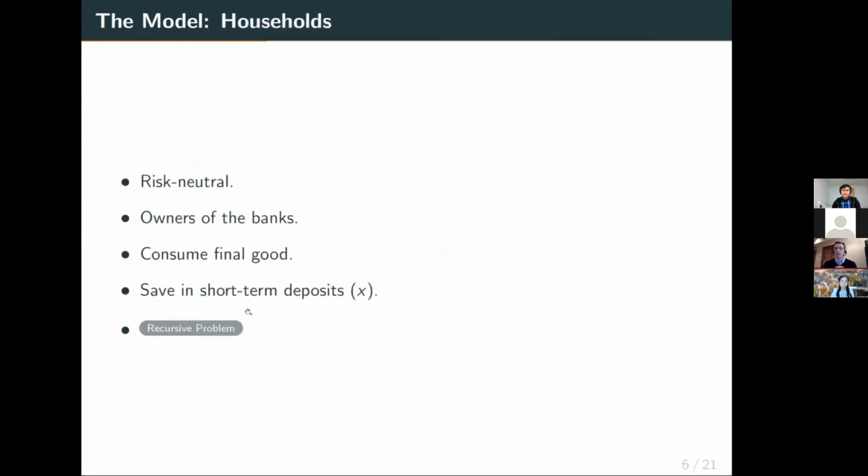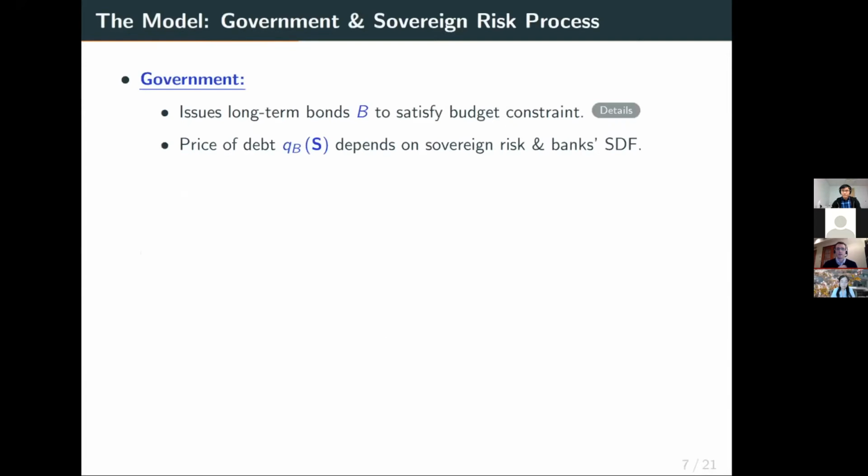Okay, the household side of the economy is going to be very, very simple. These are going to be risk neutral agents, okay? They are the owners of the banks. They consume the unique final good. They also work, and they can save, but they only have one instrument available, and those are short-term deposits, okay? Let me skip this recursive problem, and let's jump directly to the government side of the economy.